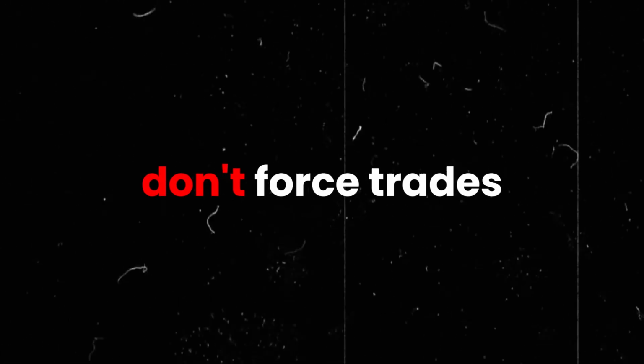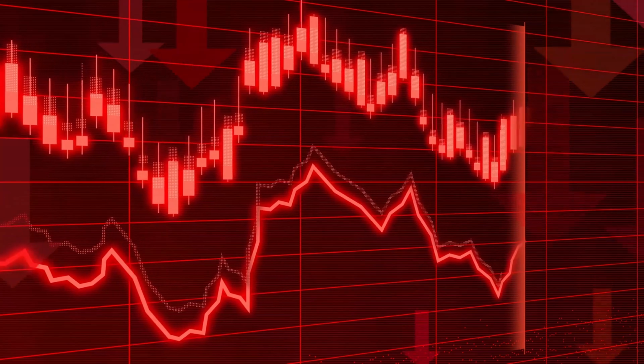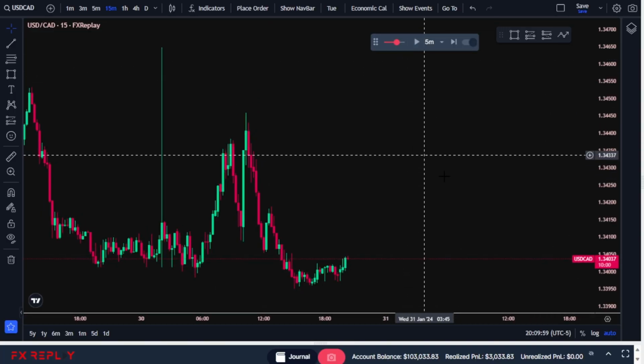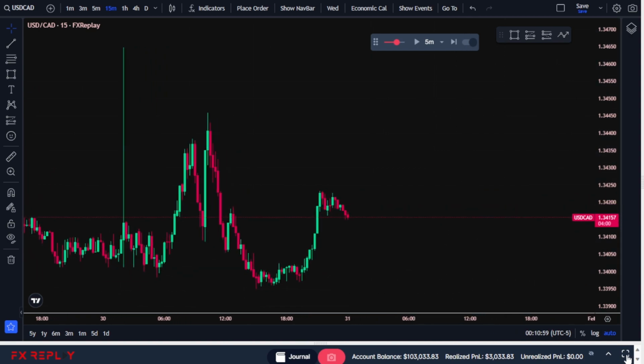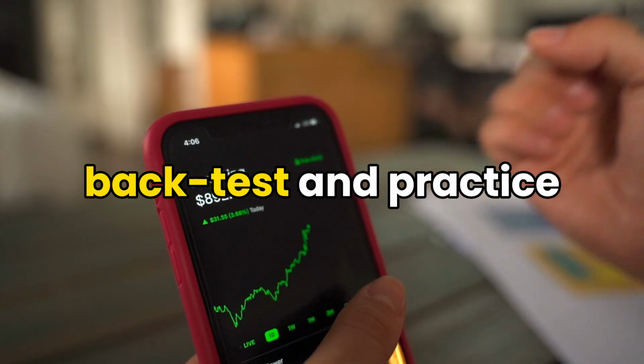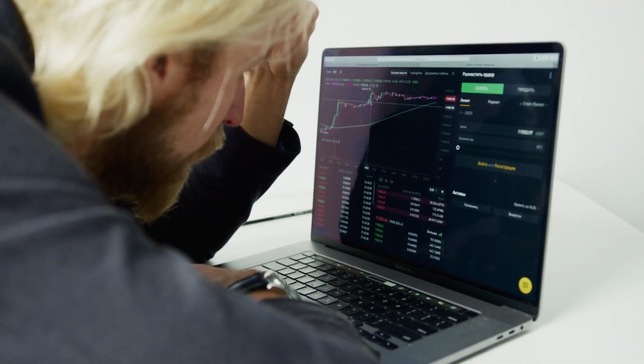Don't force trades, as it leads you to take low quality trades, causing you to enter a losing streak. Only enter the trade when we have a market structure shift with displacement which leaves behind a fair value gap. I want you to backtest the strategy and try it for yourself before using this in the live market.